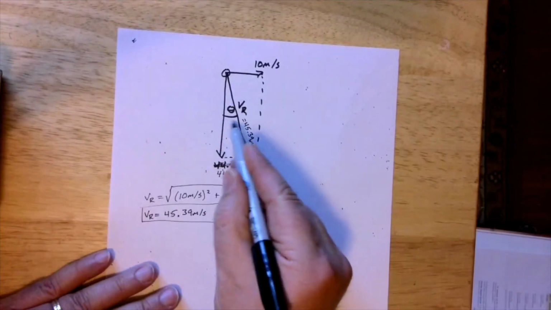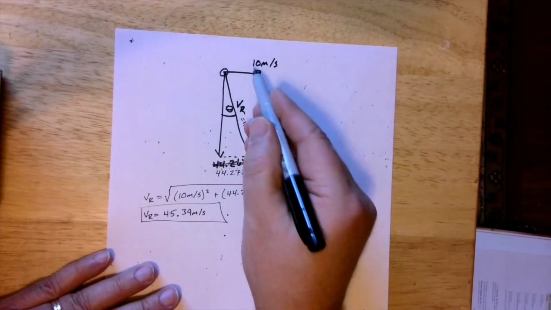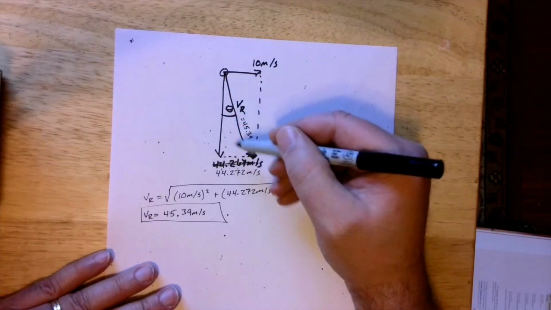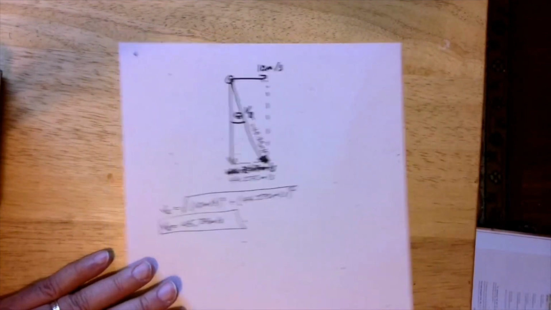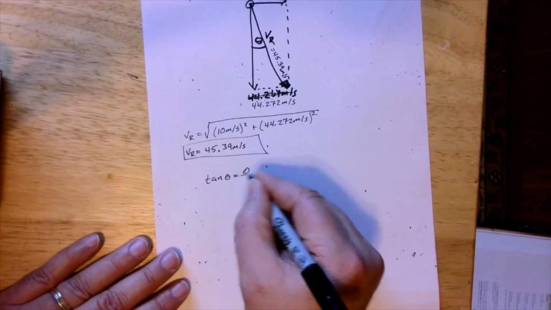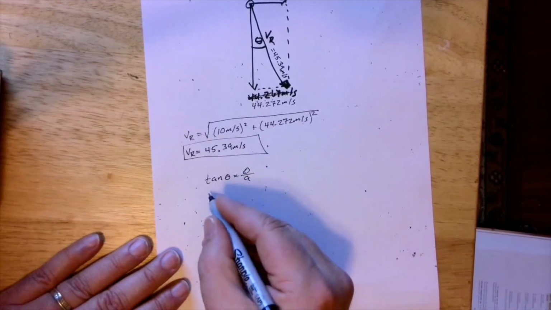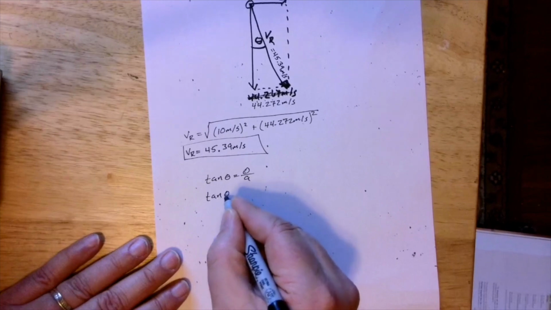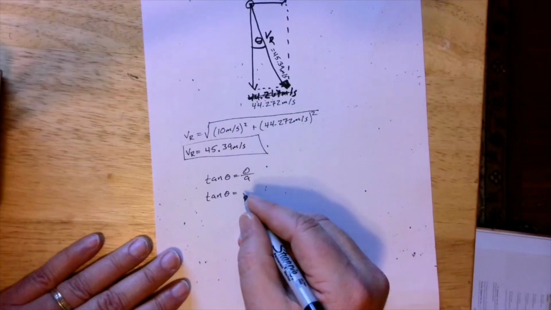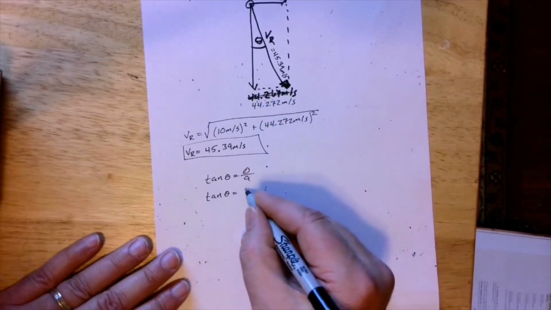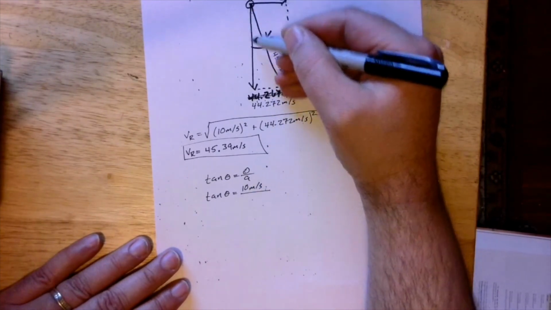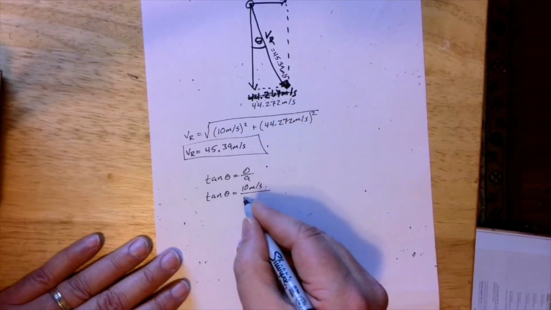So this is your angle, this is your opposite, which is 10 meters per second, and this value here is 44.27, which is your adjacent. So opposite and adjacent, SOHCAHTOA, you want to use tangent. So tangent theta is equal to opposite over adjacent. My opposite is 10 meters per second, so this side here is also 10 meters per second. It's kind of confusing the way I have this right now, I apologize. So the opposite is 10 meters per second, and the adjacent, this side right here, is 44.272.